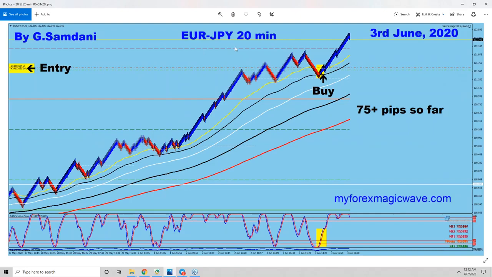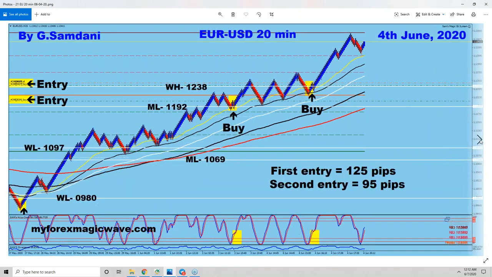On the 3rd June, euro yen buy order. It is already moved. These pairs already have gone too far, and so these are like small trades, and I closed them early because they have gone up already too far.